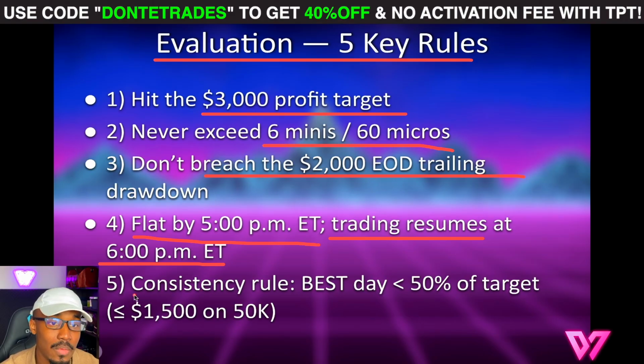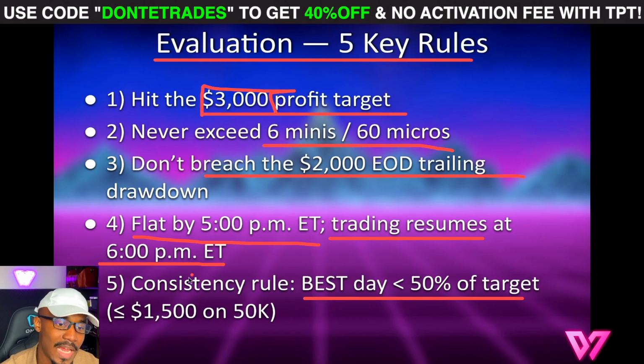And the consistency rule in the evaluation phase is going to be 50%. So your best day cannot be greater than 50% of the target. So in this case, your profit target is going to be 3,000 here. So you can't have your best day be over 1,500, right? Because if it is, then you're going to be over that consistency rule. And if you do breach the consistency rule, it's totally fine. You're not going to lose an account or anything. You just have to keep trading until you get back within the proper consistency rule, right?